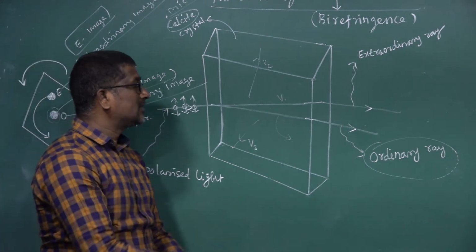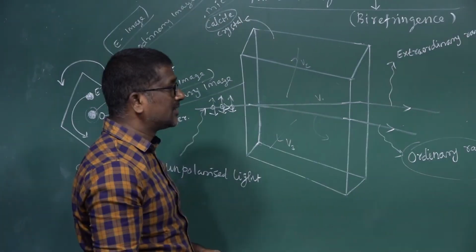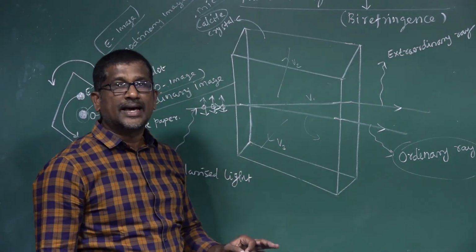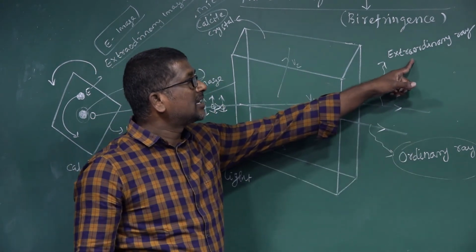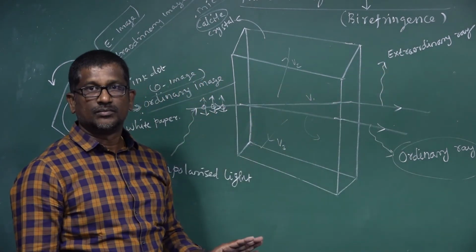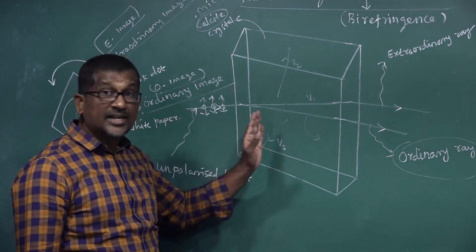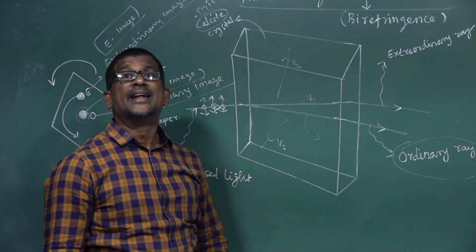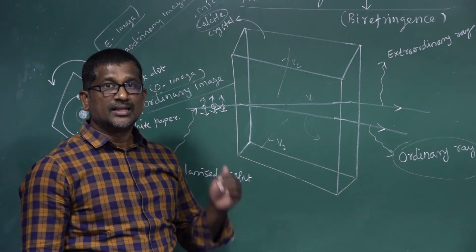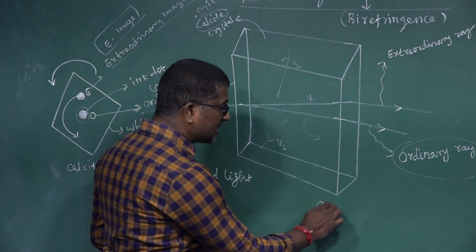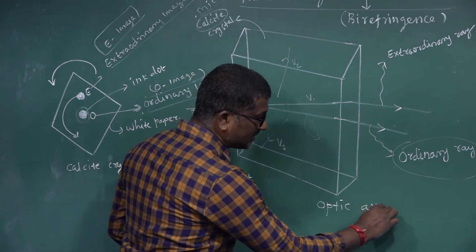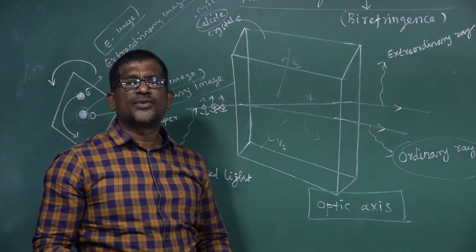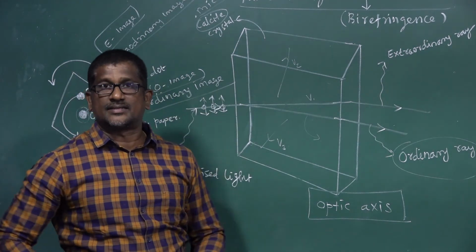Right? And next, inside the double refracting crystal, at one particular direction, both the ordinary ray and the extraordinary ray travel with the same velocity. Okay, only one direction inside the double refracting crystal. In that direction only, both the ordinary ray and the extraordinary ray travel with the same velocity. That direction is called the optic axis of the crystal. So all crystals consist of an optic axis.